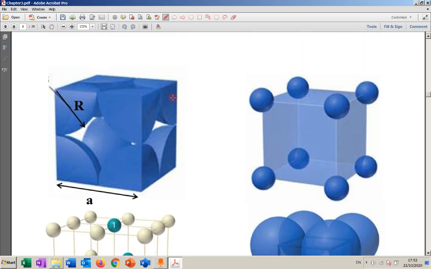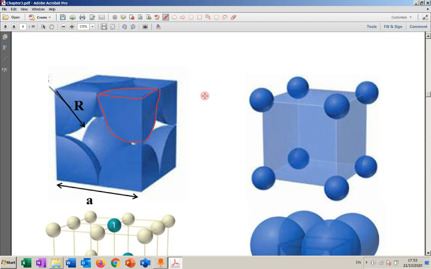Atomic packing factor, it's easy. We just want to know, in this cube, the volume of the atoms within this cube. Look, this is the volume of this atom here. We have 8 of these, so if I calculate the volume of this portion times 8, that will be the volume of solid within this cube.